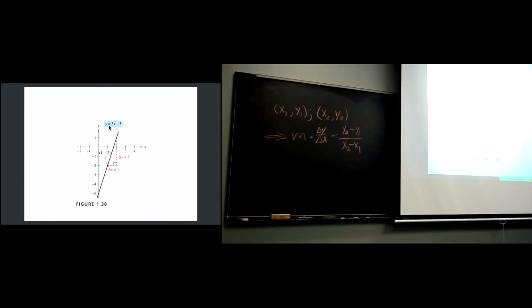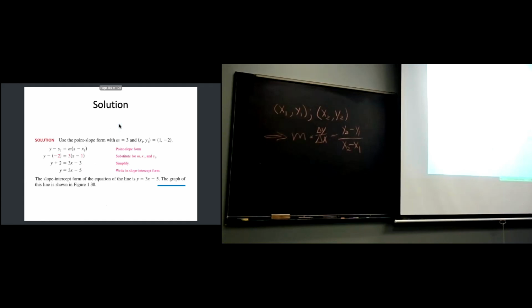When we're done, our solution should come out to be y is equal to 3x minus 5 when we put it into slope-intercept form. So using point slope form, we start off with m is equal to 3, and x1 and y1 is 1, -2. So we have 3 times the quantity x minus 1 is equal to y minus -2. Rewriting everything, we can now simplify and put it into slope-intercept form.